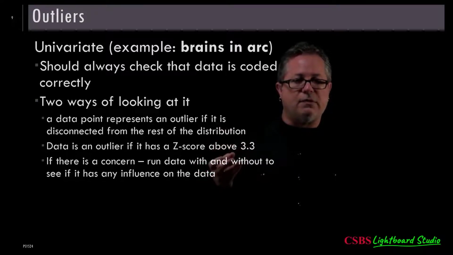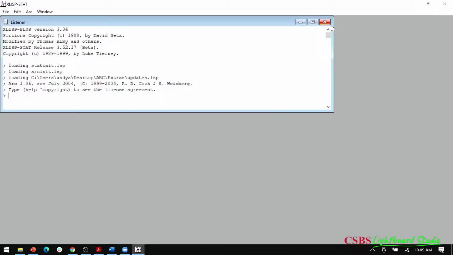Let's take a look at brains in ARC. All right, this is ARC. It's a very, overly simplistic program. I like it because it does a couple things that other programs don't do. Even in R so far, I haven't found a package that does anything similar. It's been around for a little while, very text-based, very simplistic. But here's the cool thing that it can do.